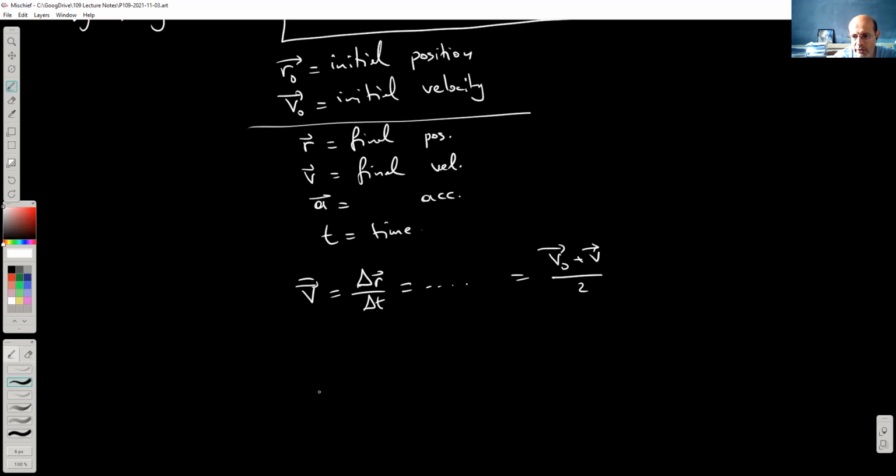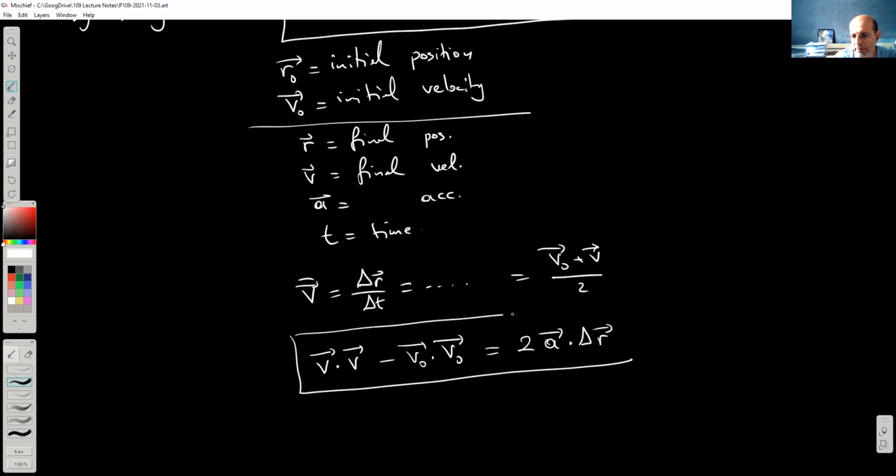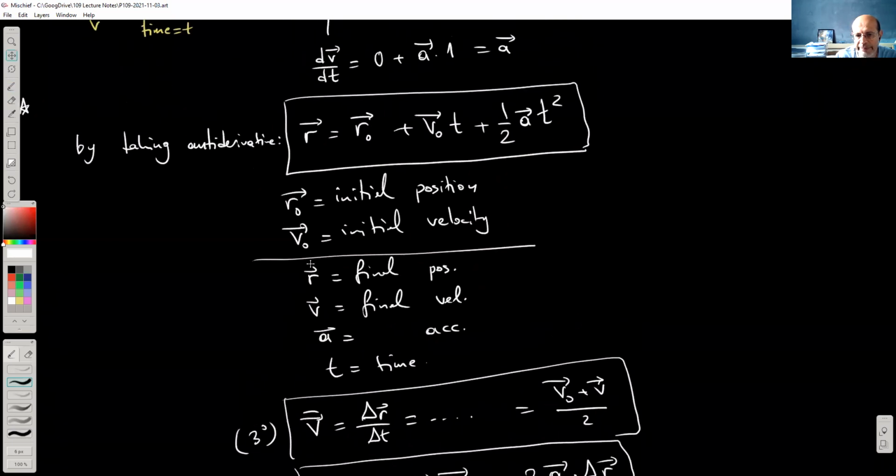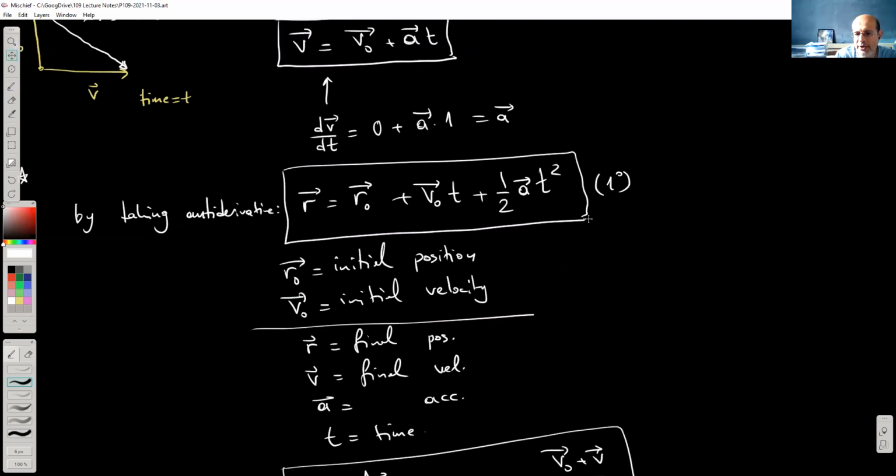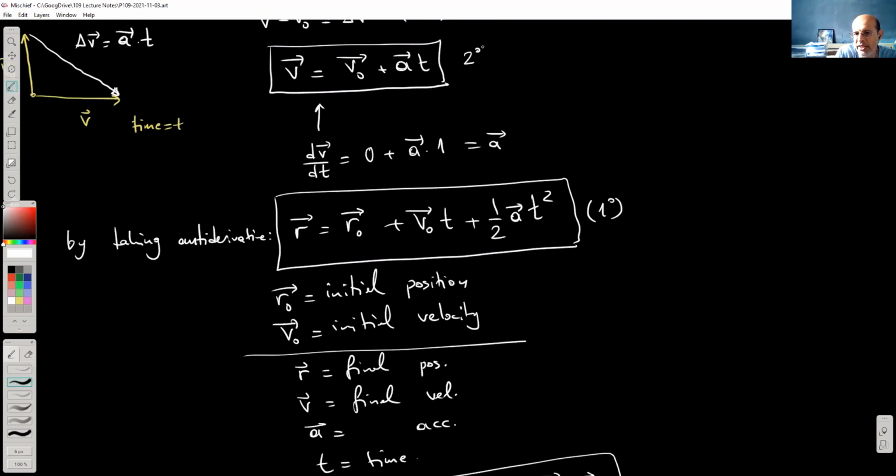And then there's one final relationship. I can write this thing down. So that's basically V dot V minus V0 dot V0. That's equal to 2A dot delta R. I don't want to show you how I obtained this because that part is not relevant. But let's just say that these are the same relationships that I have written down in the case of the constant acceleration motion in one dimension, right?